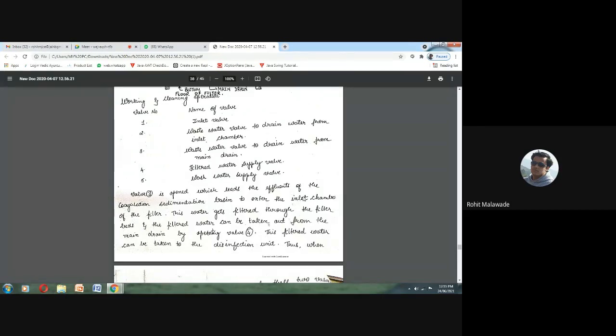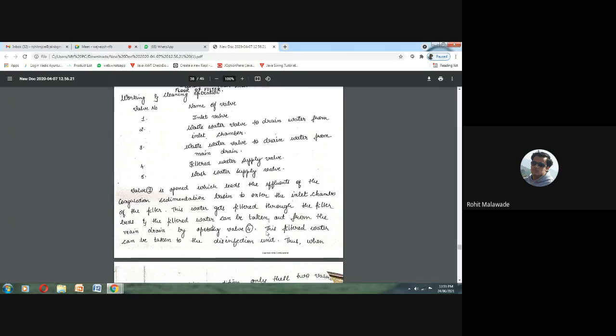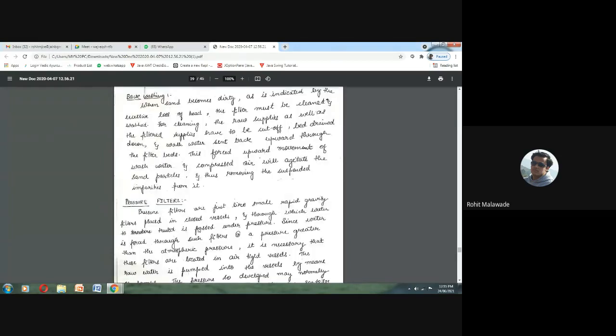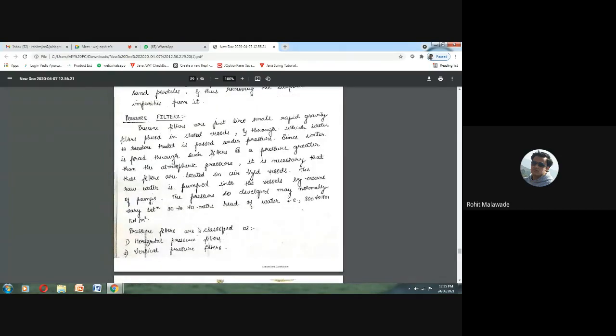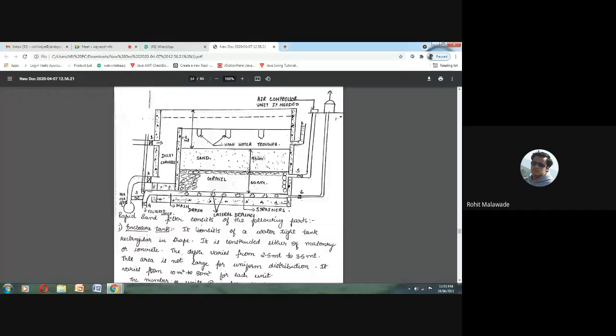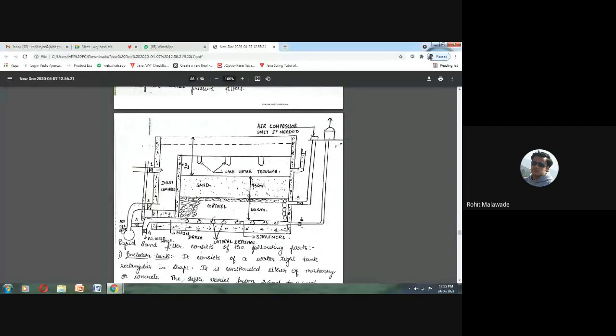So wall number one is going to be opened, and then the water enters the filter and gets filtered, and then it is taken out from wall number four. The filtered water is then sent into the disinfection unit. Okay, so only these two walls, wall number one and four, should be kept open. Remaining all walls should be kept closed. Okay, so this is regarding the construction and working of your rapid sand filter.